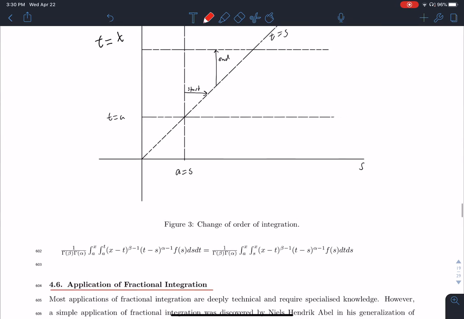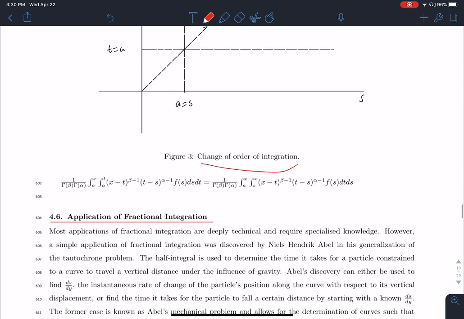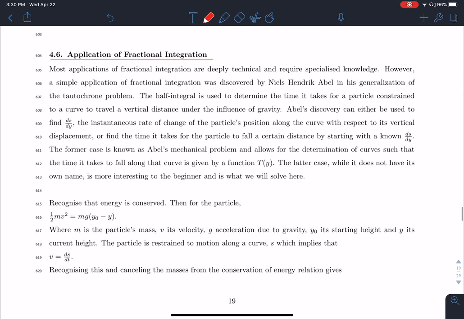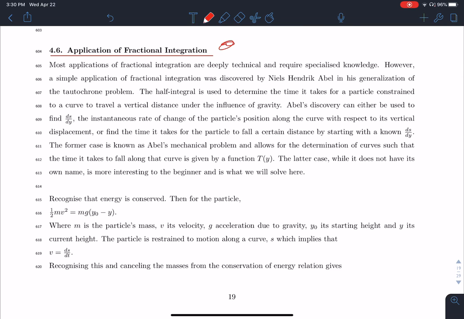Here's the figure for changing the order of integration in the above proof. And since I'm a physicist, we have to, of course, talk about the application of this. So this was figured out by Niels Henrik Abel, and this is what's called Abel's mechanical problem. He wants to know, if we have a particle constrained to move along this curve under the influence of gravity, how long does it take to fall a vertical distance? So we can find that.